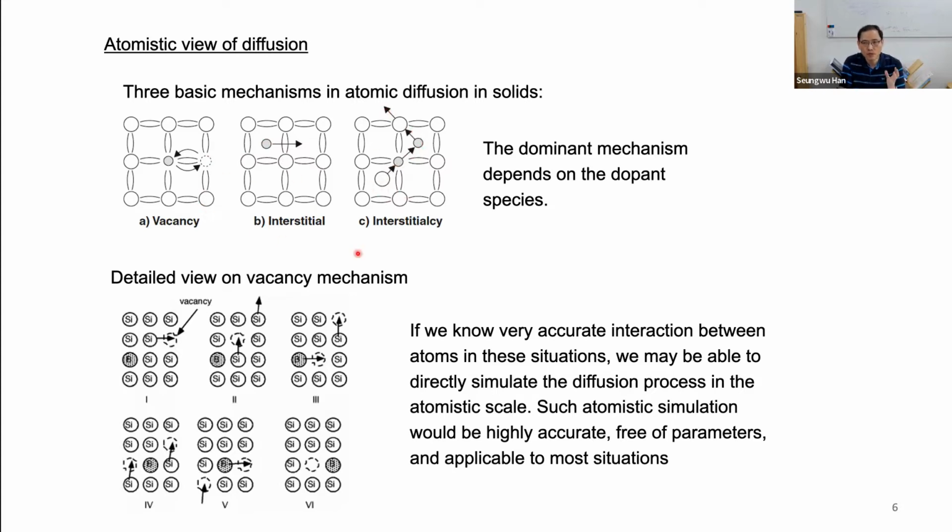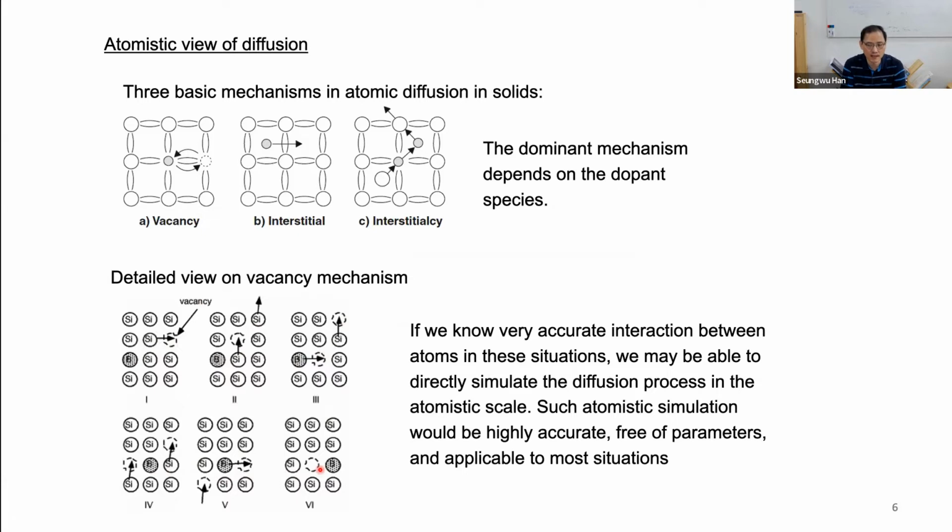So which one is dominant? It depends on the dopant species. In the case of boron, the dopant in silicon, the more detailed view is as follows. You have the silicon atom and the vacancy, then the silicon occupies the vacancy, leaving behind another vacancy, and now the boron can jump into this vacancy. So the vacancies are moving around, and effectively you have the diffusion of the boron.